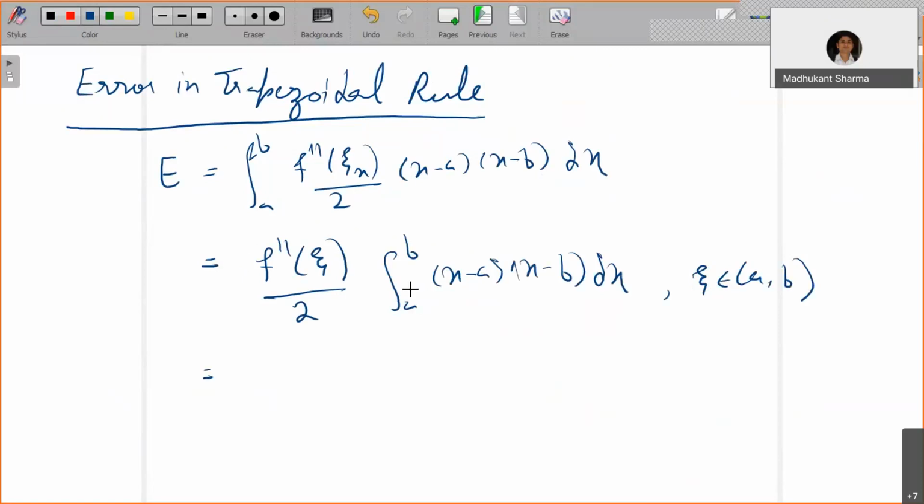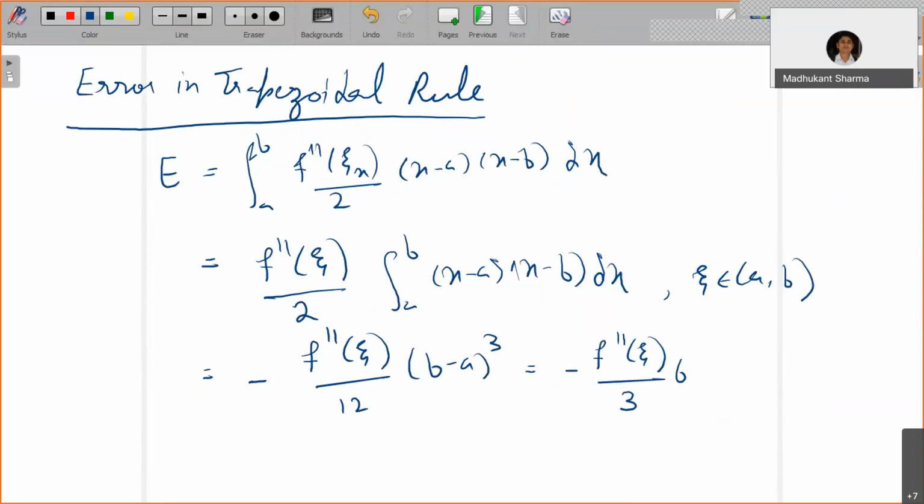Now if you integrate and put upper limit minus lower limit, what you will get is minus f second derivative at z by 12 times (b minus a) whole cube. Okay, now this is equal to minus f second derivative at c by 3 times (b minus a) times (b minus a) square by 4. So that is h square in particular. Okay, right. Now you can talk about the error in composite trapezoidal rule.